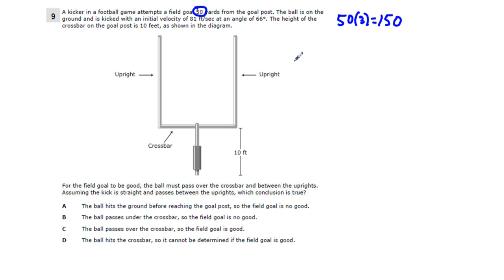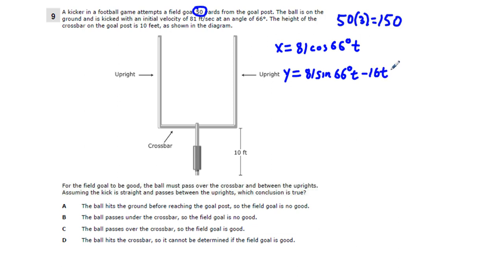And now we can just write our equation. We're going to have x is equal to 81 cosine 66 degrees, and that's going to be t. Y is going to be equal to, we're starting the ball on the ground, so that's going to be 0 plus 81 sine of 66 degrees t minus 16t squared.